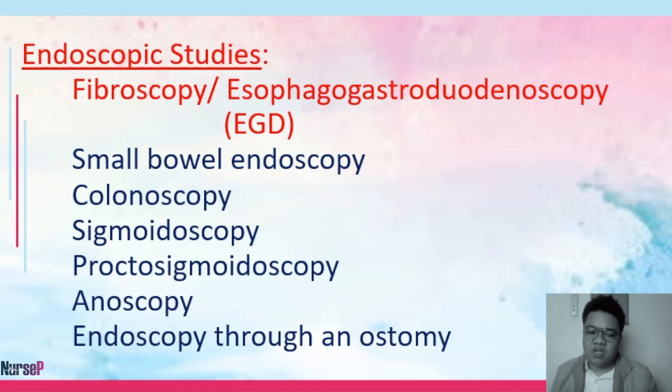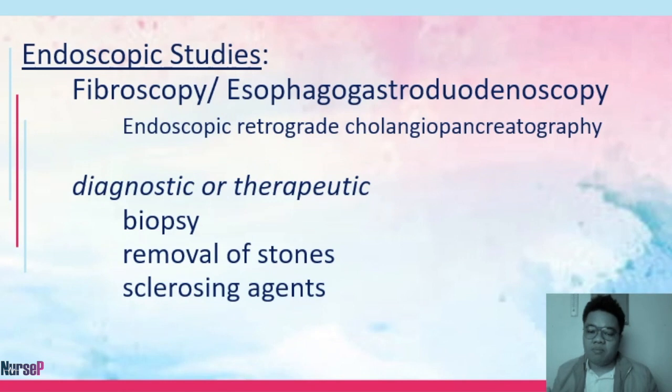Okay, so if your patient has an opening on the abdominal wall already because of ostomy creation, endoscopy could also be done there. Now, let's talk about your fibroscopy or your esophagogastroduodenoscopy. One of the procedures under your fibroscopy or your EGD is what we refer to as your ERCP, okay, your endoscopic retrograde cholangiopancreatography.